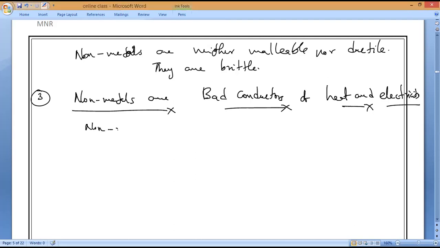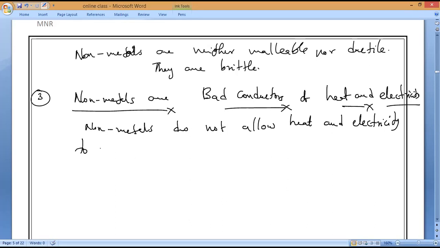Non-metals do not allow heat and electricity to pass through them. Is it okay, guys? Yes, please respond. Is it okay, all of you? They will never allow it.